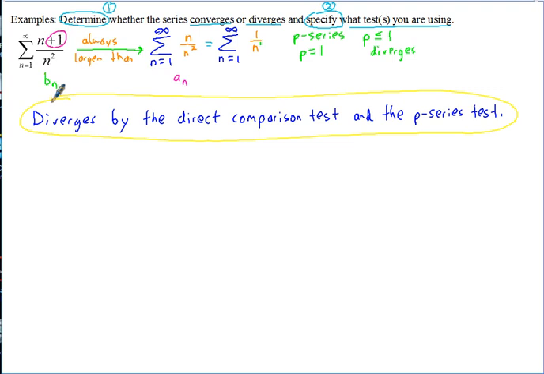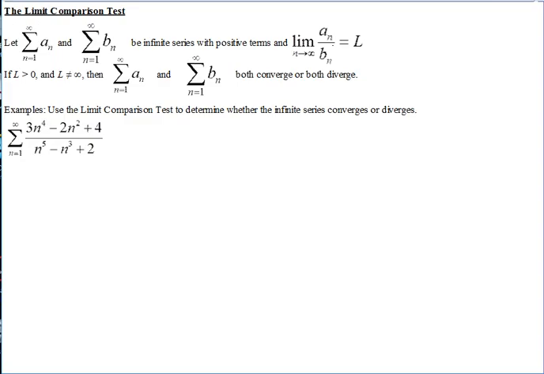Okay, let's look at one more comparison test. It works a little differently than the direct comparison test, and it's called the limit comparison test. But again, since it's a comparison test, this one, just like the direct comparison test, is always used in conjunction with another test.